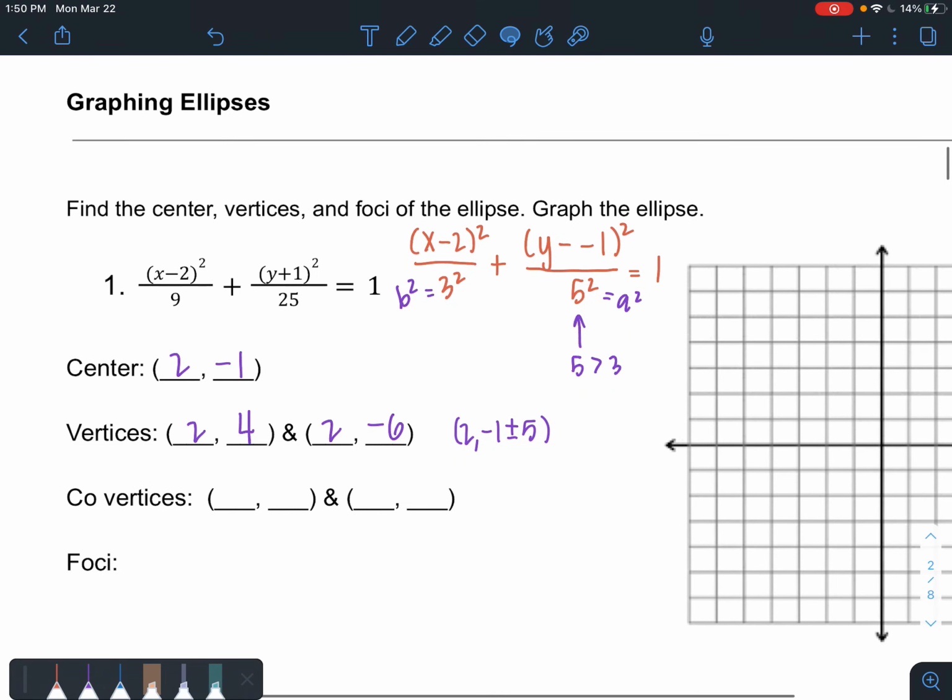All right. My co-vertices, so that is going to be 2 plus or minus b, which is 3, k, which is negative 1. So I have (5, negative 1) and (negative 1, negative 1).